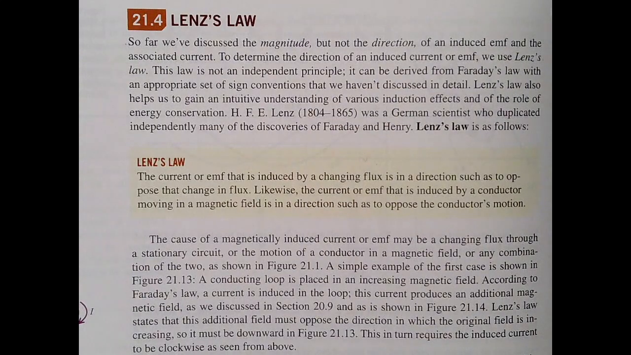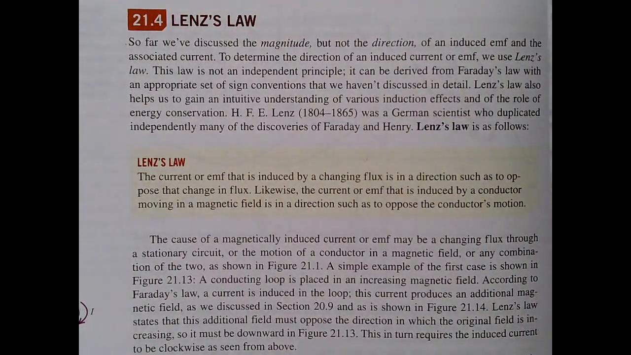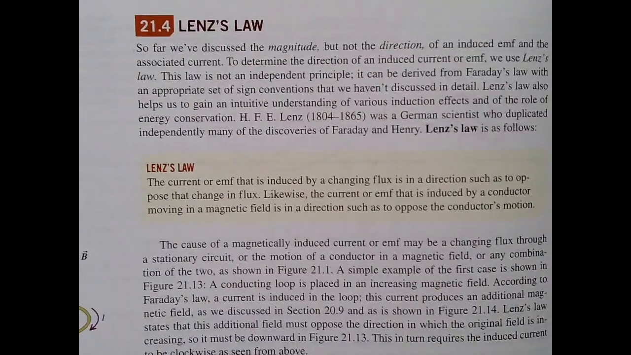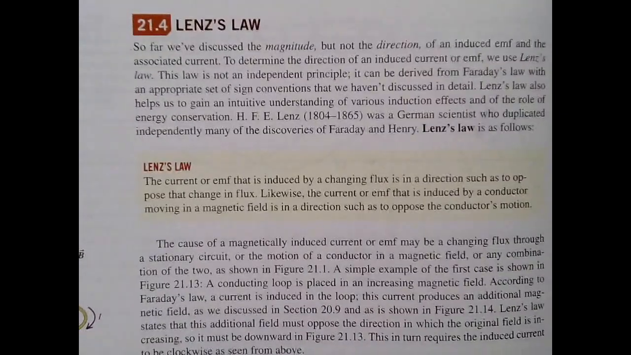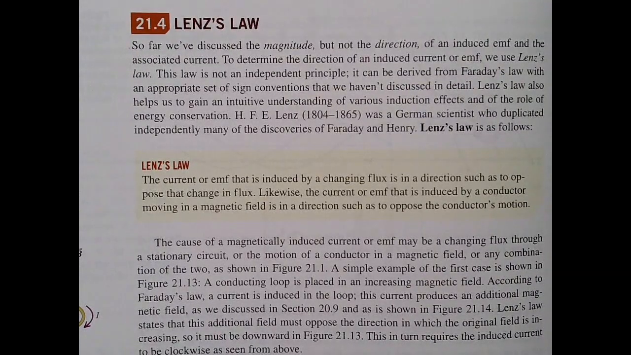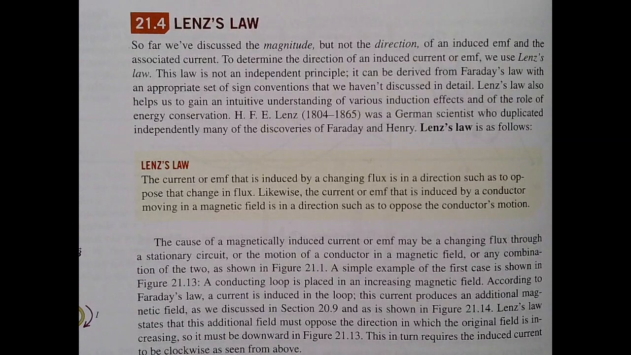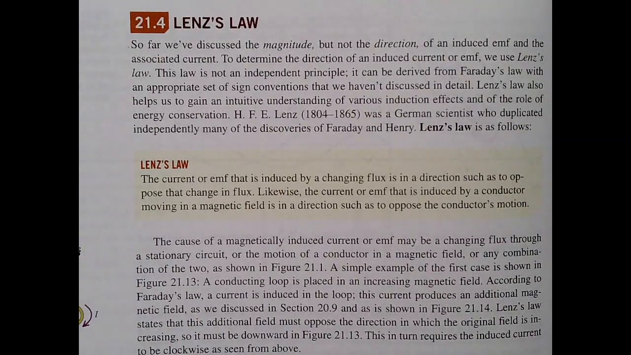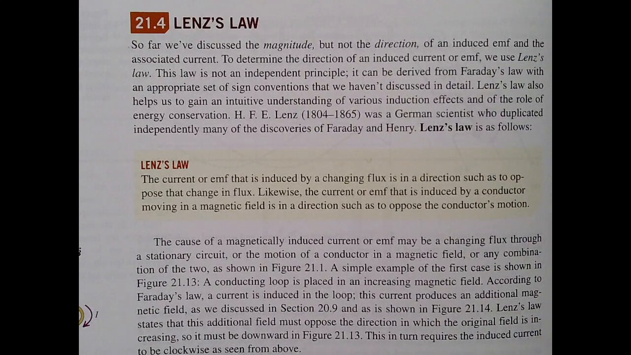21.4 is all about Lenz's law. Lenz's law is presented in the book this way: The current or EMF that is induced by a changing flux is in the direction as to oppose the change in flux. Likewise, the current or EMF that is induced by a conductor moving in a magnetic field is in the direction such as to oppose the conductor's motion.